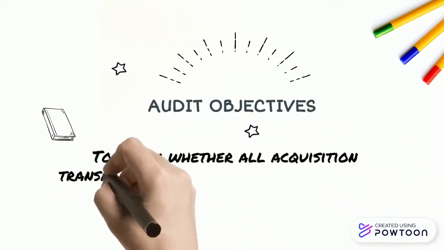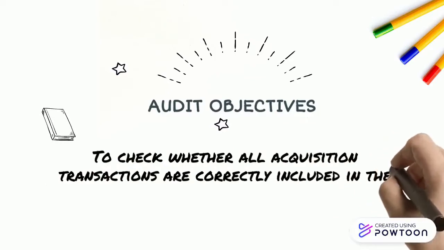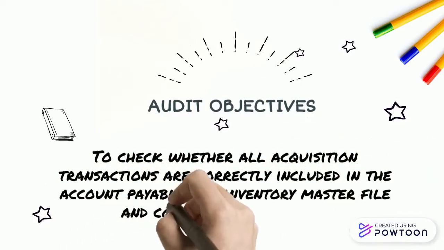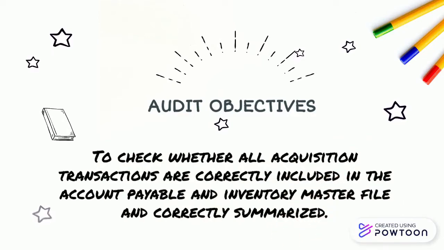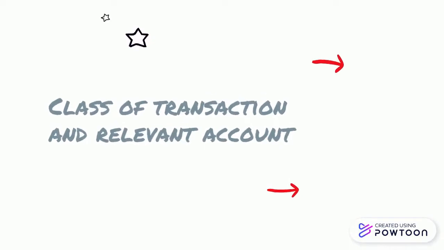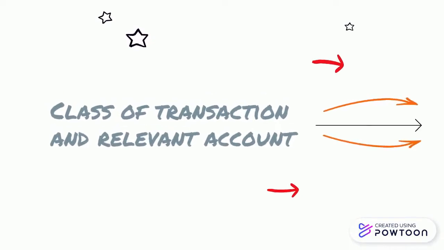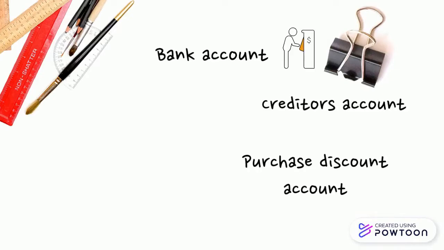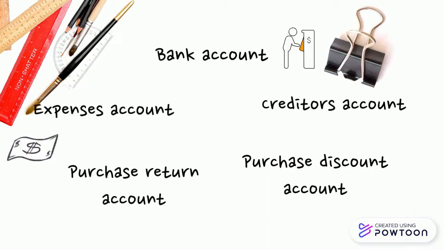It is to check whether all acquisition transactions are correctly included in the account payable and inventory master file and correctly summarized. Next, I will explain about class of transaction and relevant account. These accounts are divided into 5. The first one is bank account, second one is creditor account, the third one is purchase discount account, the fourth one is purchase return account, and the last one is expenses account.